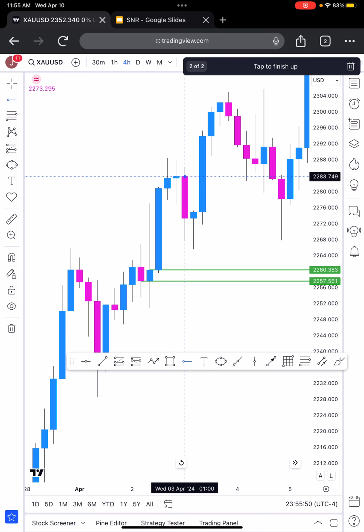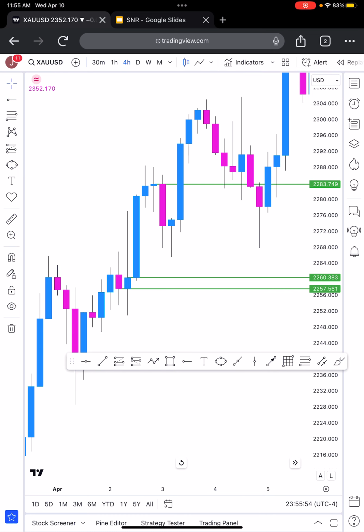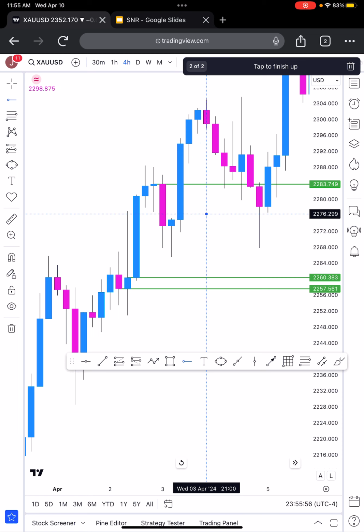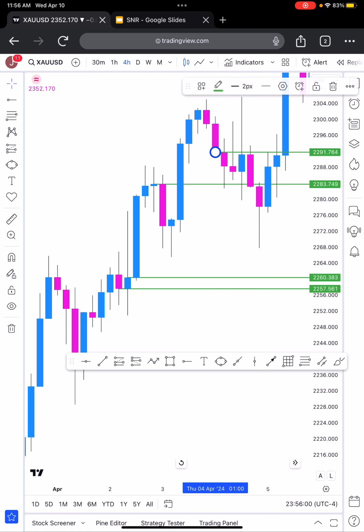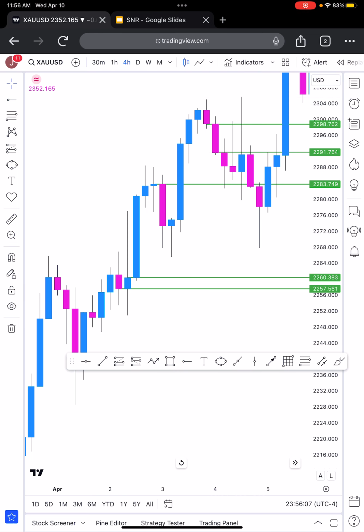Then this becomes a resistance. Now this is a resistance. This is a resistance, and I had a breakout, so I found support here. Obviously, you see I found support here. This is a resistance. It's two of the same candles. Again, this is a resistance, two of the same candles, just to give you an idea of what that looks like.